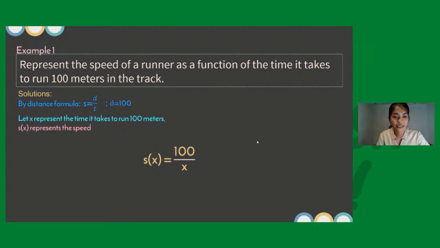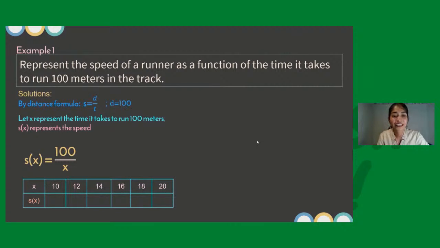Okay, so let's try to solve this one. Let's try to represent this rational function using table of values. We can get some sample points for our time. So x is the time. Say we have here 10 minutes, 12 minutes, 14, 16, 18, and 20 minutes. So what will be the speed if we traveled at the time of 10 minutes?